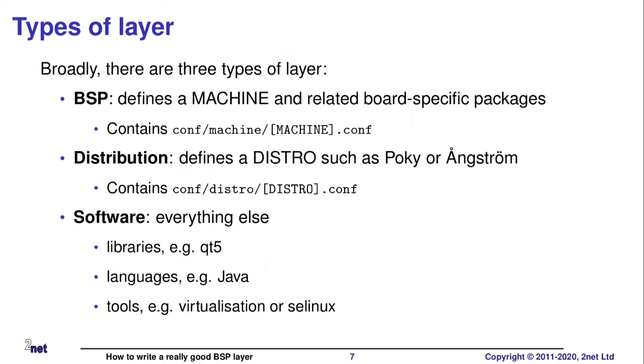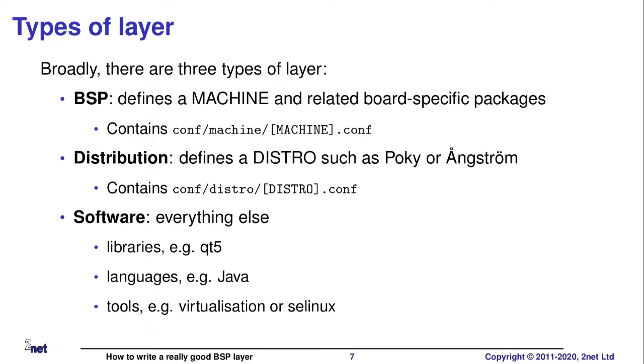So we're talking a lot about layers here. So we have basically three different sorts of layer in OpenEmbedded. We have BSP layers. So the key thing about a BSP layer is it has, in conf/machine, one or more conf files. That's pretty much what makes it a BSP. We can also have distros. So a distro has a distro/distroname.conf. And then if it doesn't have either of those things, then it's an anything else. So I broadly call that software, so that's libraries, languages, all kinds of other stuff.